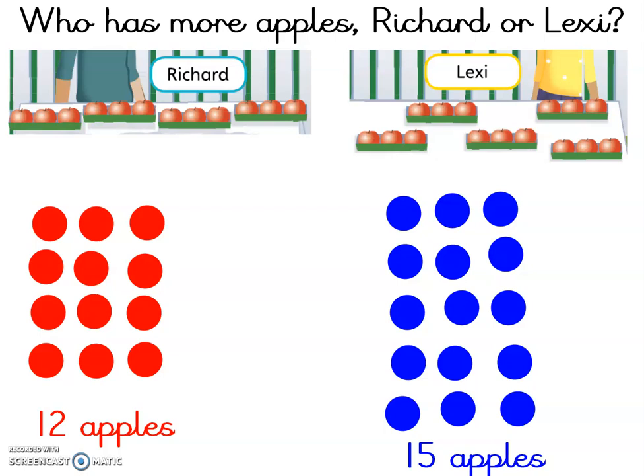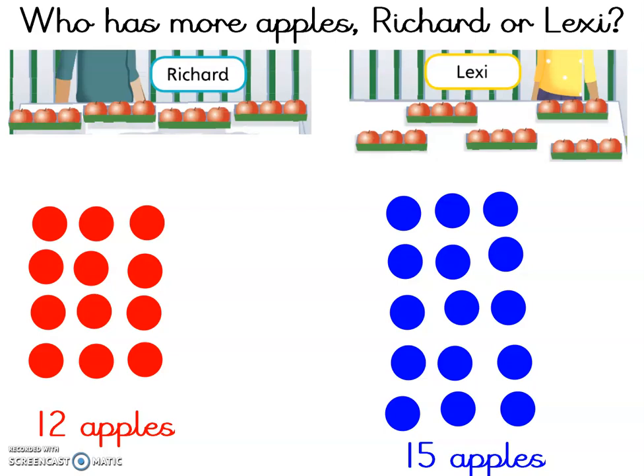So if Richard has 4 lots of 3, 4 packs of apples, and Lexi has 5 lots of 3, 5 packs of apples, then we know that Lexi must actually have more because she's got 5 packs compared to Richard's 4 packs. So we can use little shortcuts like that. But we need to know how many they've actually got to guarantee that we are going to be correct.